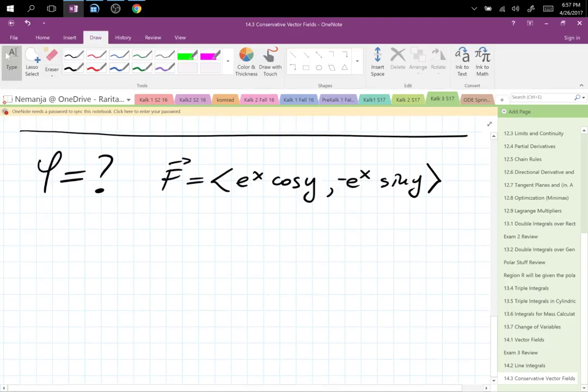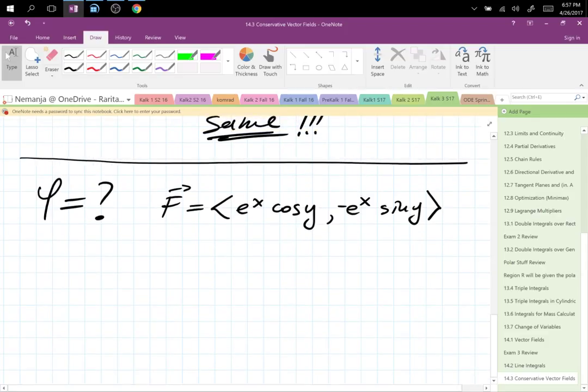All right, let's unleash the procedure. So now, I know that this is the partial derivative of phi, and I know that this is the partial derivative of phi with respect to y. So I'm going to start this by integrating e to the x cosine y with respect to x to build it up.